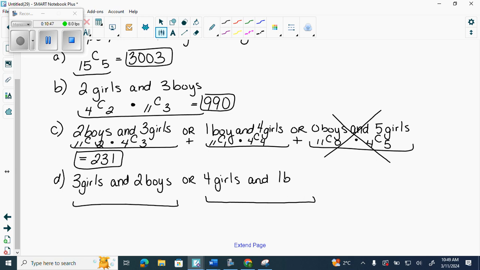If you haven't noticed, these are the exact same question, just asked differently. Outcome's the same, right? 3 girls, 2 boys, 2 boys, 3 girls. 1 boy, 4 girls, 1 boy. It's the exact same question, just asked in a different way. So we go 4C3 times 11C2, plus 4C4 times 11C1, which is 231.